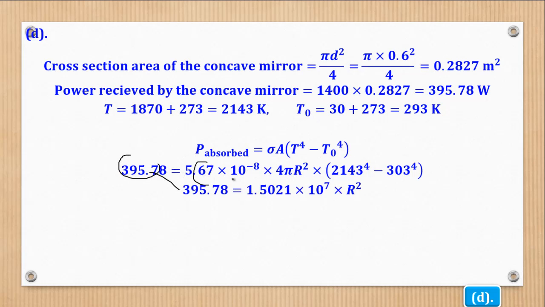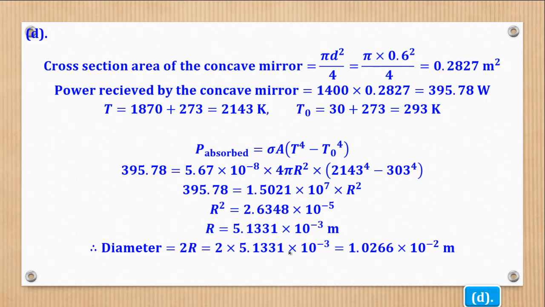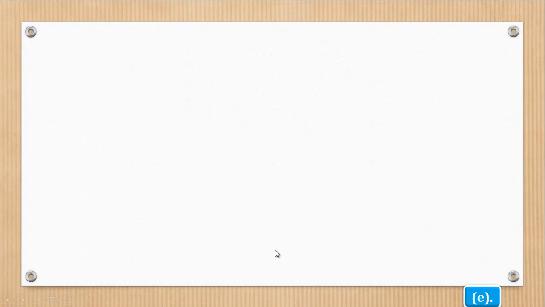So this is here. Then this times this times this, you come up with this. Divide both sides by this, you come up with r squared being equal to that. Then put square root on both sides, you get the value of r. Therefore, diameter is twice the radius, which is that. So that was part D. Now we shall go to part E.